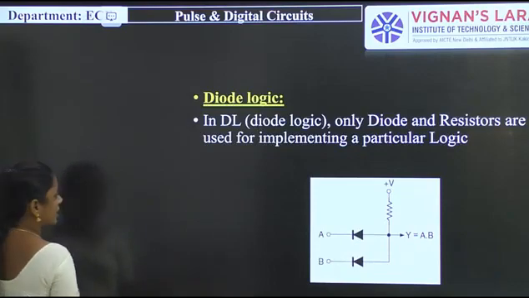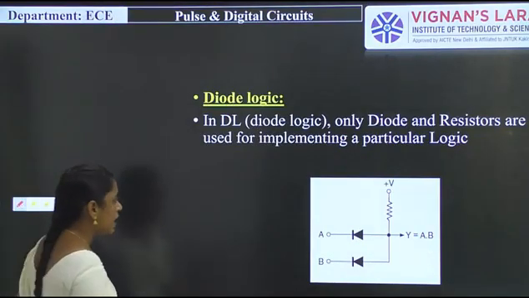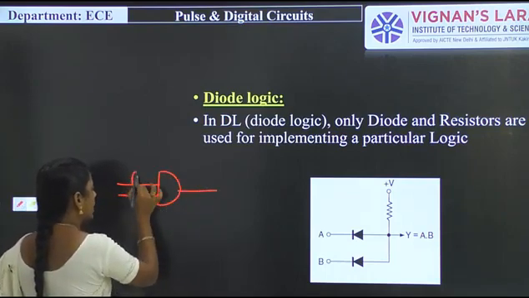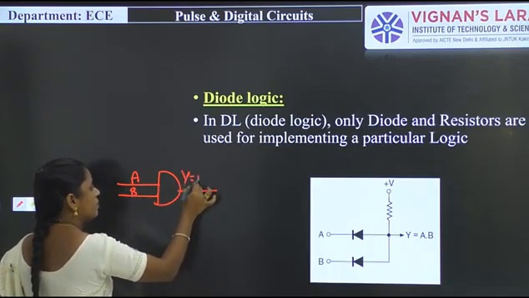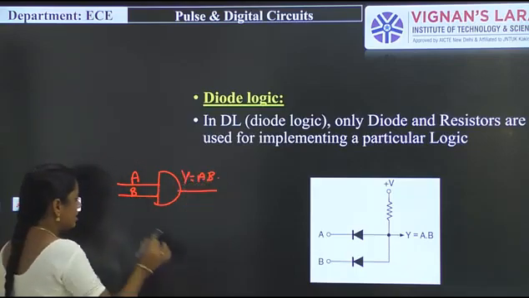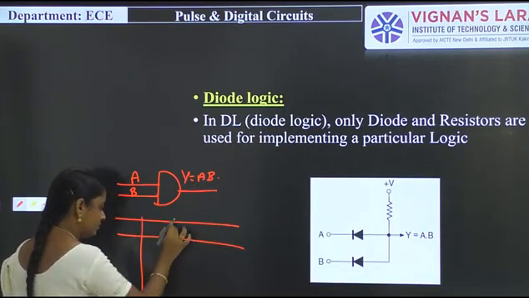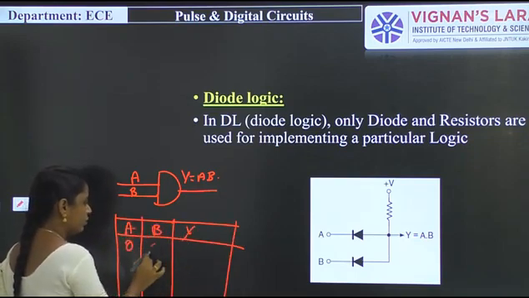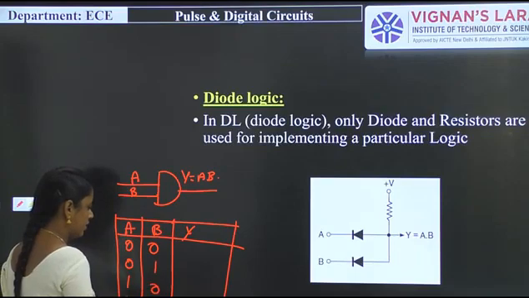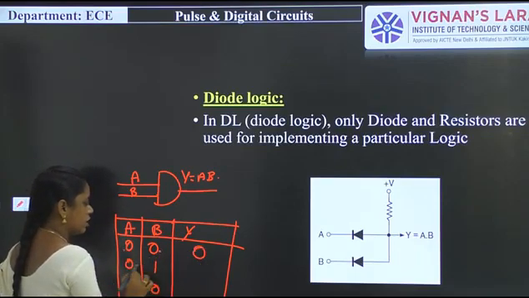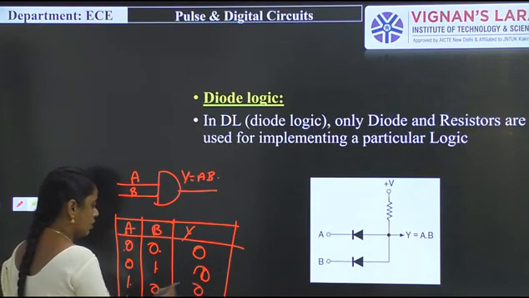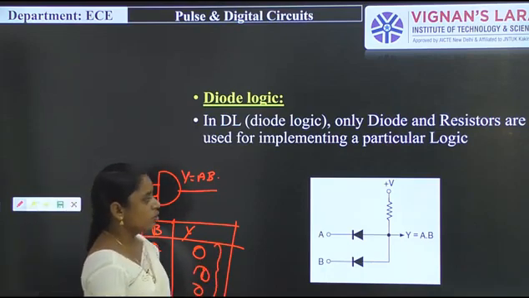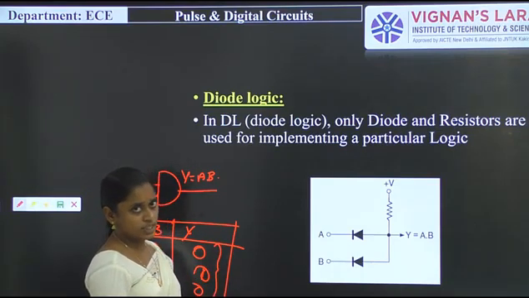This is the diagram for the AND positive logic. Simply we can say that this is an AND gate. What is the operation of this AND gate? With inputs A and B, Y is equal to A into B. For inputs 0, 0 the output will be 0; for 0, 1 the output will be 0; for 1, 0 the output will be 0; and for 1, 1 the output will be 1. So this is the truth table. Based upon this truth table, we have to define the condition.